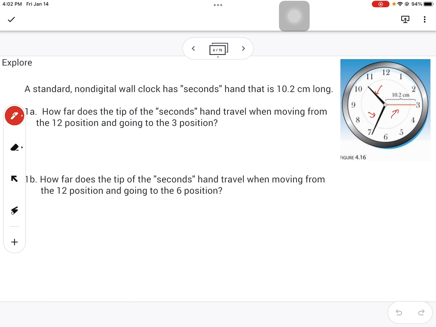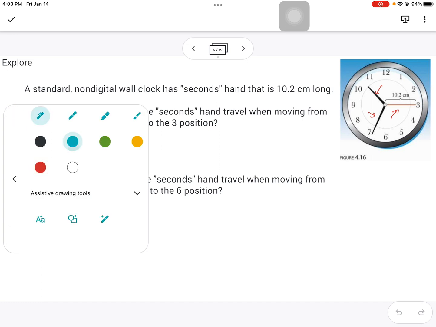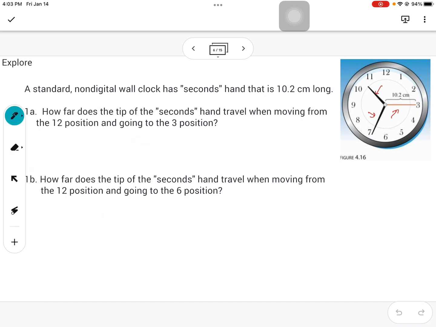Okay, so our question number 1 is, how far does the tip of the second hand travel when moving from the 12 position to the 3 position? Now, the first thing I want to do as I go through my example is understand what it's asking me to do. So I'm going to highlight keywords, and this one is how far. How far tells me I'm looking for a distance.